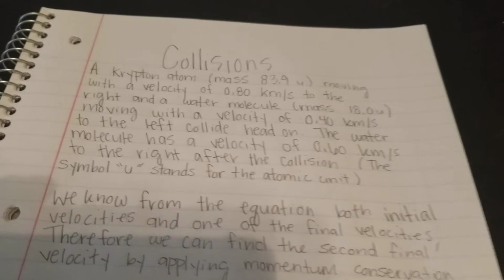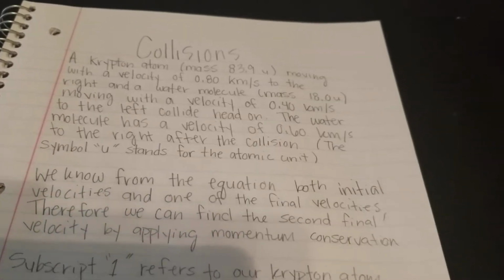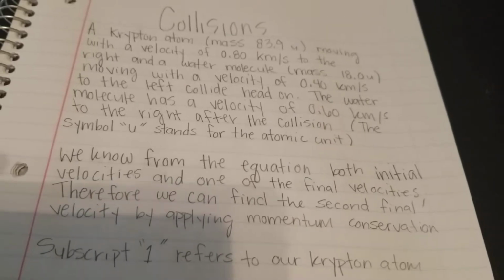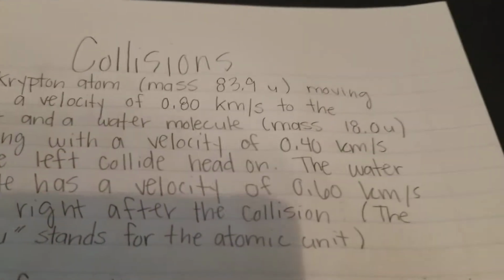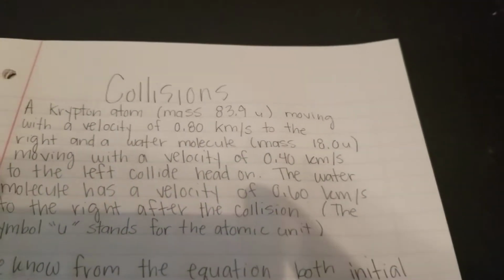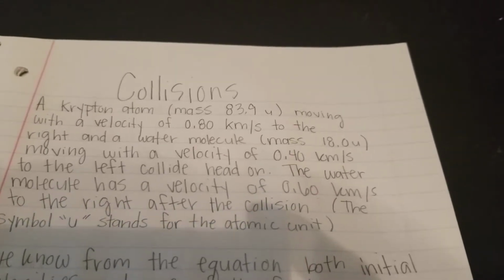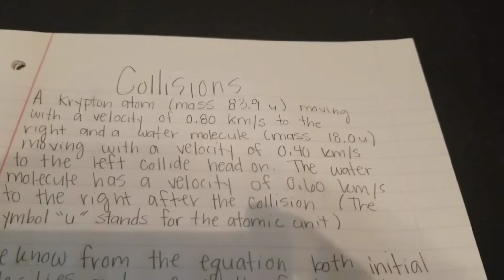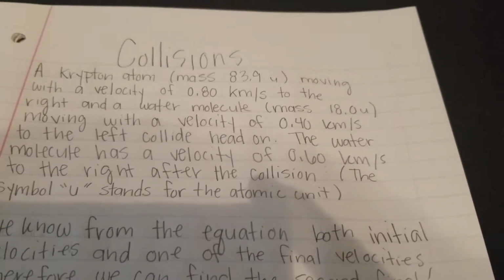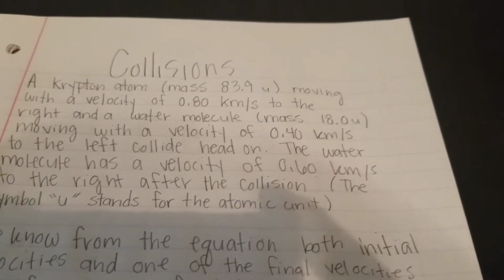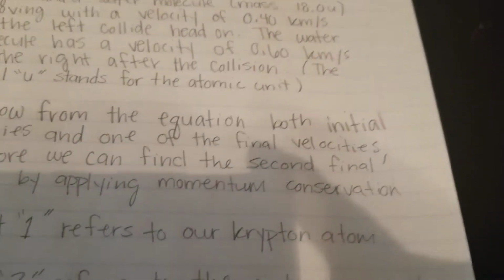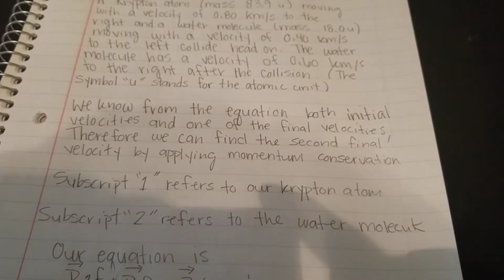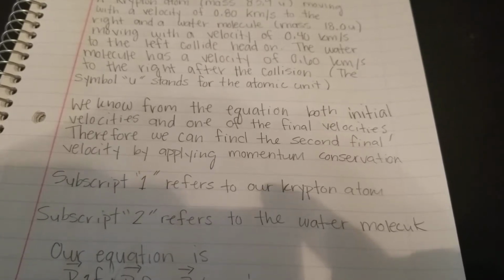The symbol U just stands for the atomic unit. And in the equation, we know both of our initial velocities, because we know the velocity of our krypton atom is 0.80 kilometers per second, and the velocity of our water molecule is 0.40 kilometers per second. So therefore, we can solve for the second final velocity by applying the momentum conservation equation.